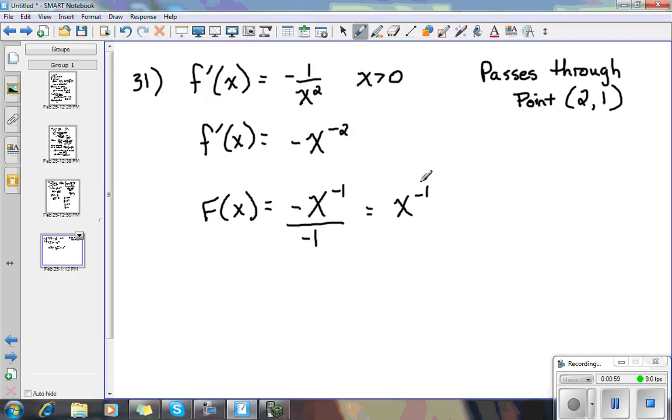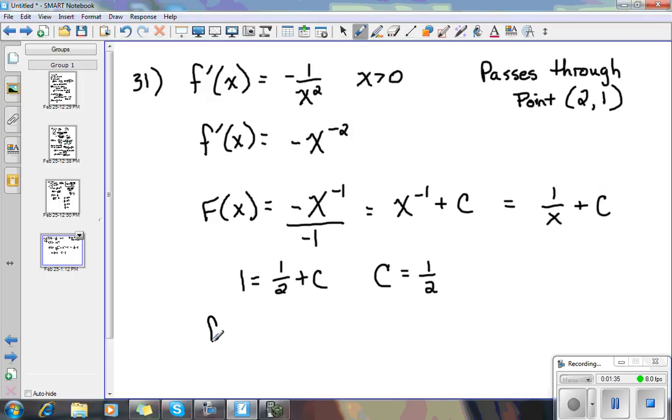And you can verify that. Negative 1 times x to the minus 2 would be the derivative. But don't forget, this is plus a constant. We don't know what that constant is. However, we know that it passes through the point (2, 1). So the value of the function is 1, so that's going to go in on this side, when x is 2. So this would be 1/2 when I plug in a 2. So I get that c equals 1/2. By the way, this is 1 over x plus c. So then I get that my function f of x equals 1 over x plus 1/2.